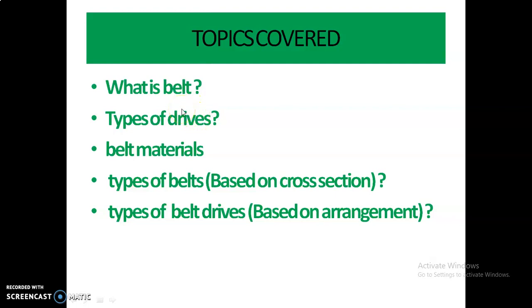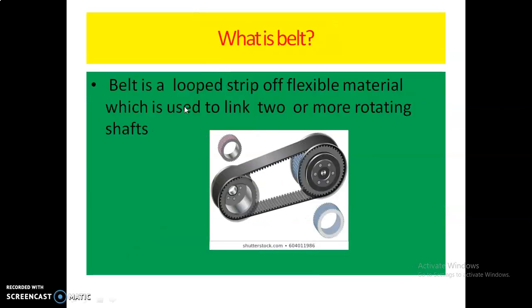First of all, what is a belt? Here we have a definition for that. A belt is a looped strip of flexible material which is used to link two or more rotating shafts. Once again, listen: what is a belt? A belt is nothing but a looped strip, meaning a closed strip, of flexible material which is used to link two or more rotating shafts.